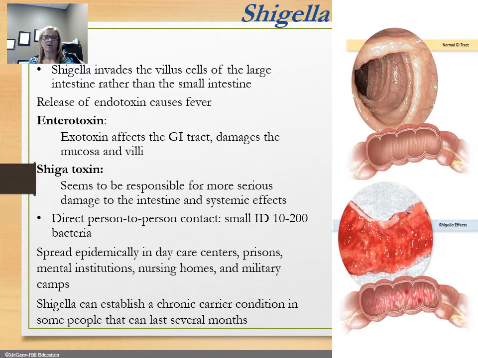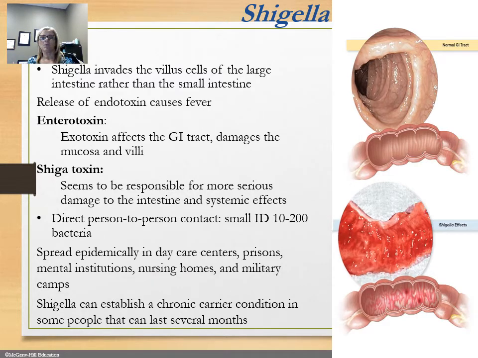The exotoxin can affect the GI tract, damaging the mucosa and the villi. And then those that have Shiga toxin seem to cause more serious damage to the intestines, as well as some overall systemic effects. Here in this picture, you have a normal GI tract and the effects of Shigella below that. So normal on the top, and what happens after you have Shigella on the bottom. All right, you can see that's very, very inflamed.